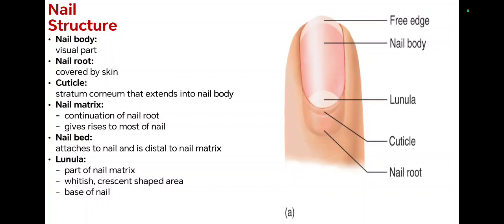The nail root is covered by the skin, and the cuticle is a stratum corneum that extends into the nail body. The matrix is the continuation of the nail root and gives rise to most of the nail, and the nail bed is attached to the nail and distal to the nail matrix. The lunula is part of the nail, and it's distal to the nail matrix. It is the whitish or crescent-shaped area at the base of the nail.